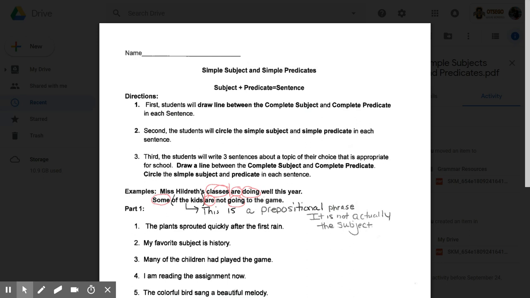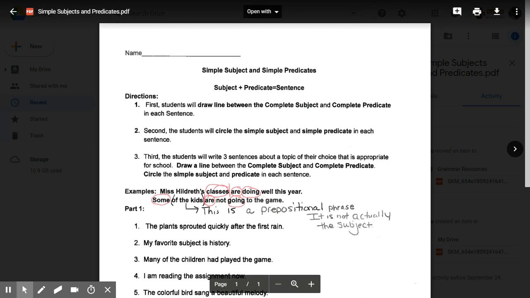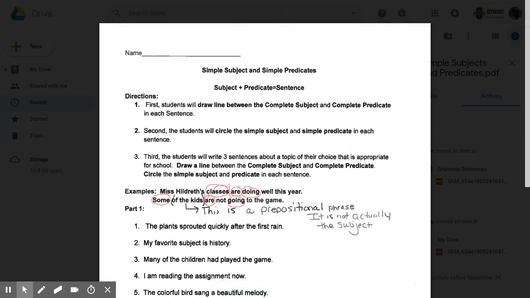Okay, so as you recall, the subject of the sentence is the noun or the pronoun. The predicate of the sentence is the verb. That's the simple subject and simple predicate. The complete subject is the noun as well as any adjectives or words that are part of the subject and come before the verb. The complete predicate is the verb plus any other words that you find.